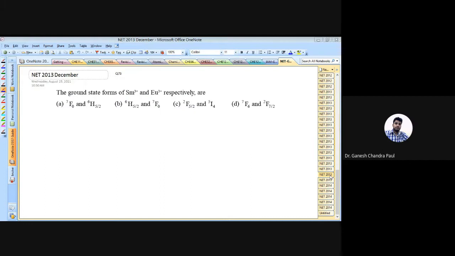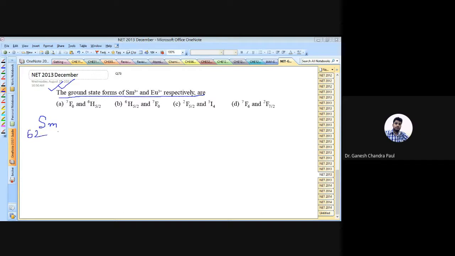Next, that question came from the lanthanide series. They are asking about the ground state term of samarium 3+ and europium 3+ ions. Try to calculate. First, you have to know the valence electronic configuration of samarium. The atomic number of samarium, I think, is 62, right?